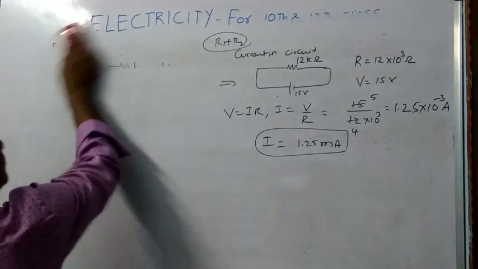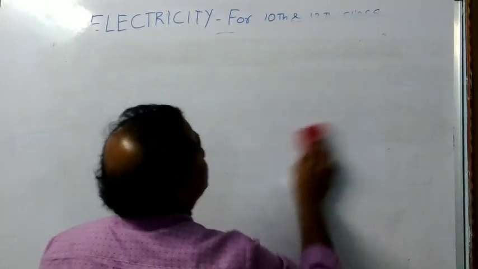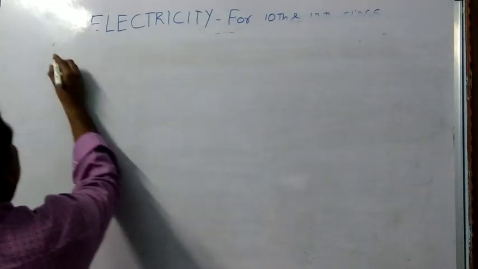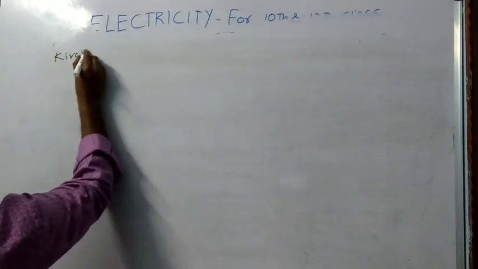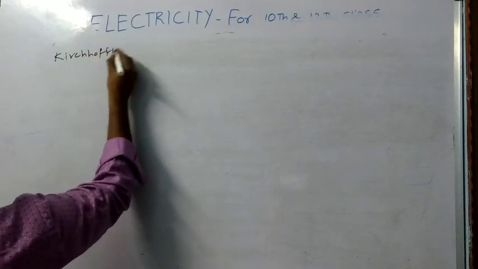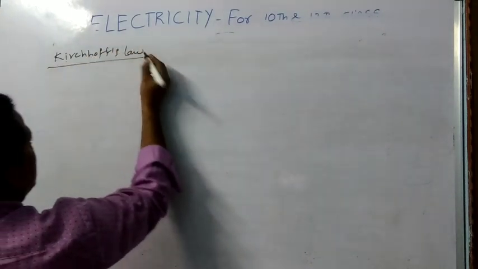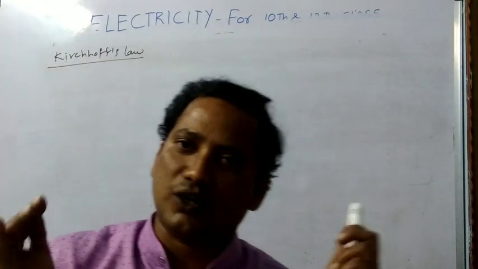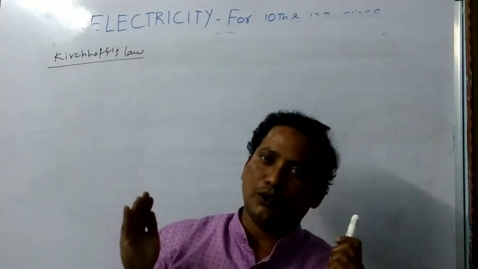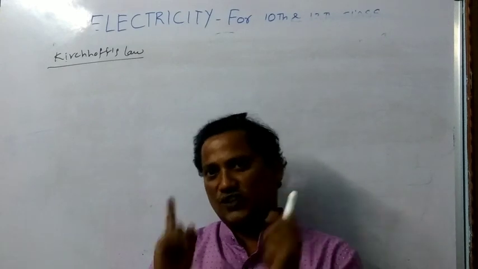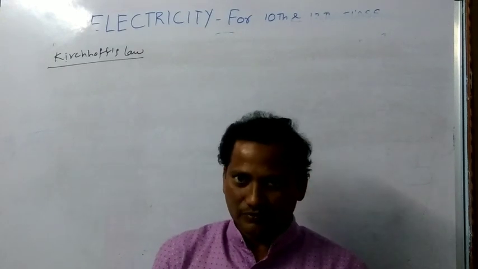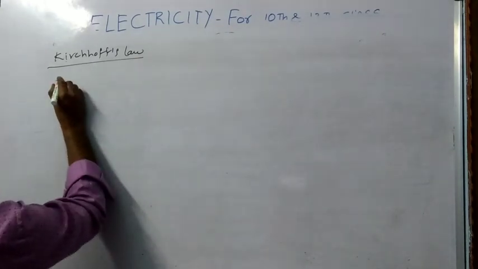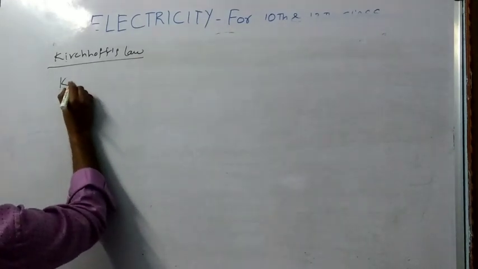After this you can get Kirchhoff law. So what are Kirchhoff laws? Two laws are there. Kirchhoff explains the two laws. One is related to the current, another is related to the potential. That is, the first one is Kirchhoff current law, and another law is Kirchhoff voltage law. So first we go for the Kirchhoff current law.